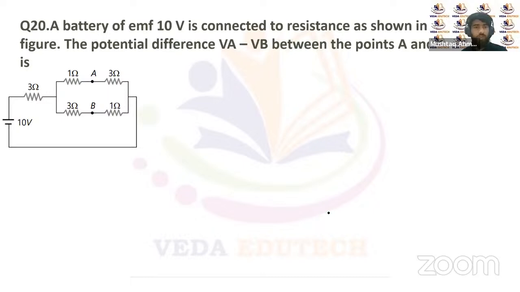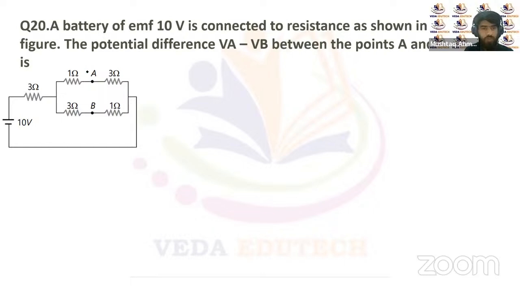Now let's move on to question number 20. It says that a battery of EMF 10 volt is connected to resistance as shown in the figure. The potential difference VA and VB between the points A and B is? So we have to calculate the potential difference between the 2 points, VA and VB.